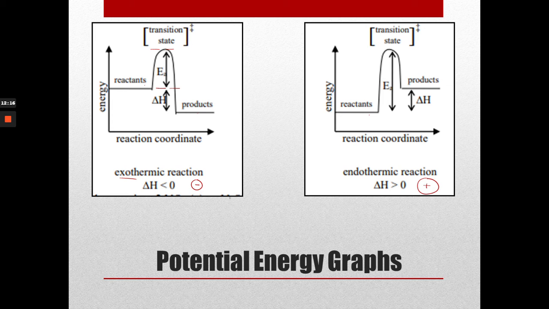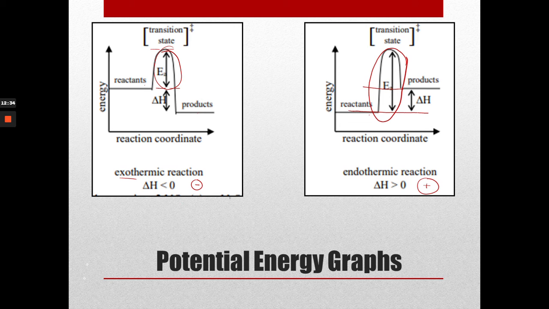Here we've got our activation energy to get over the hump. For endothermic, you'll see it takes a good bit more for this reaction to get over the hump. Not always does it take more, but in this case it happened to. And the delta H is still the difference between the reactants and the products.